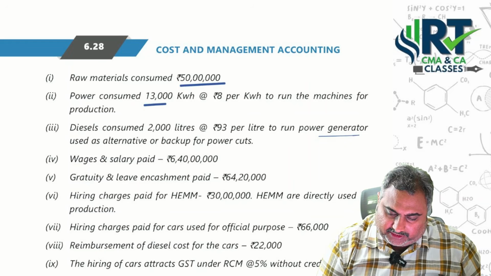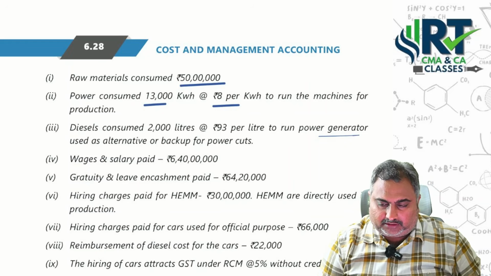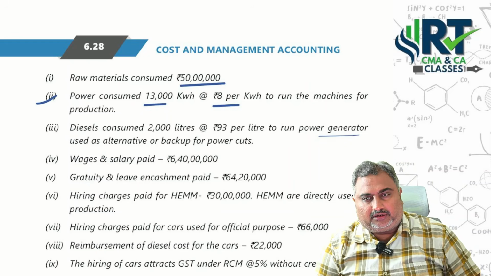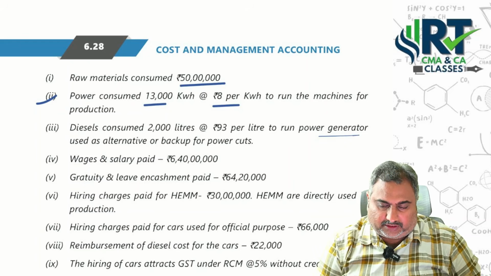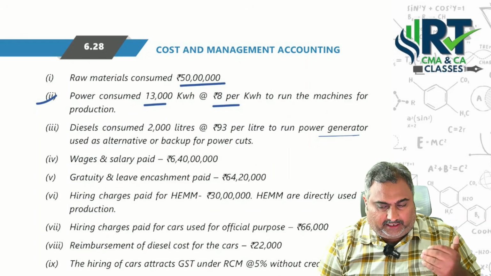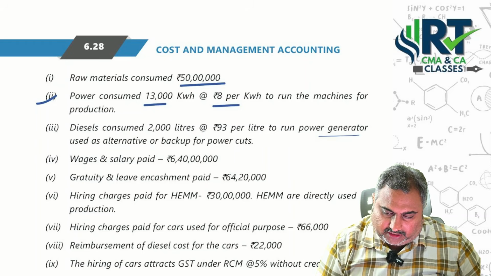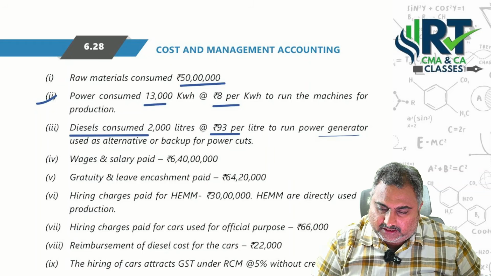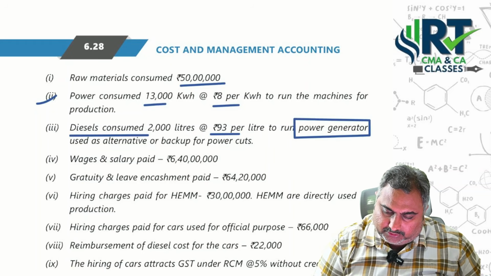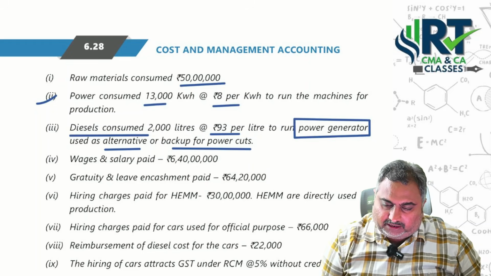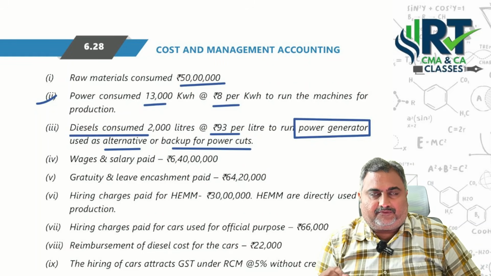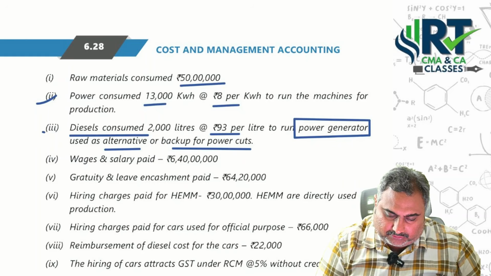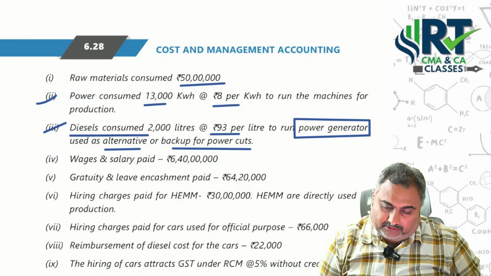Power consumption is 13,000 kilowatts at 8 per kilowatt to run the machine for production. Whatever expenses we incur to run the machinery are directly linked with production, so that should form part of direct expenses. In the same way, for running that machine we use diesel, 2000 liters at 93 per liter, to run the power generator used as an alternative or backup for power cuts. This expenditure is also directly linked with production. So these two are covered under direct expenses.